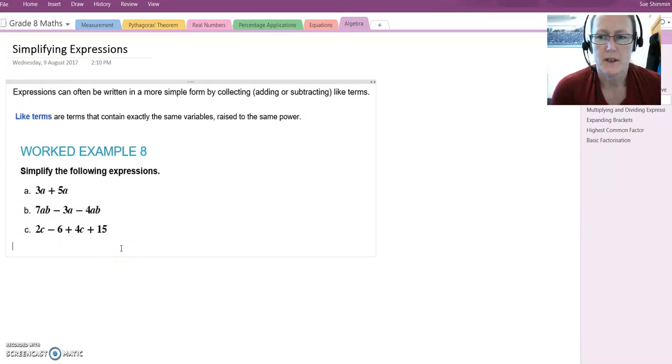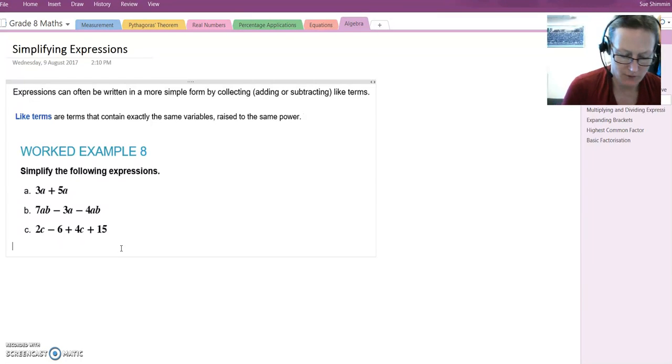Okay, sometimes we can simplify expressions. Expressions can often be written in a more simple form by collecting, that is, adding or subtracting any like terms. So what are like terms? Like terms are terms that contain exactly the same variables raised to the same power. So the variables have to be exactly the same.